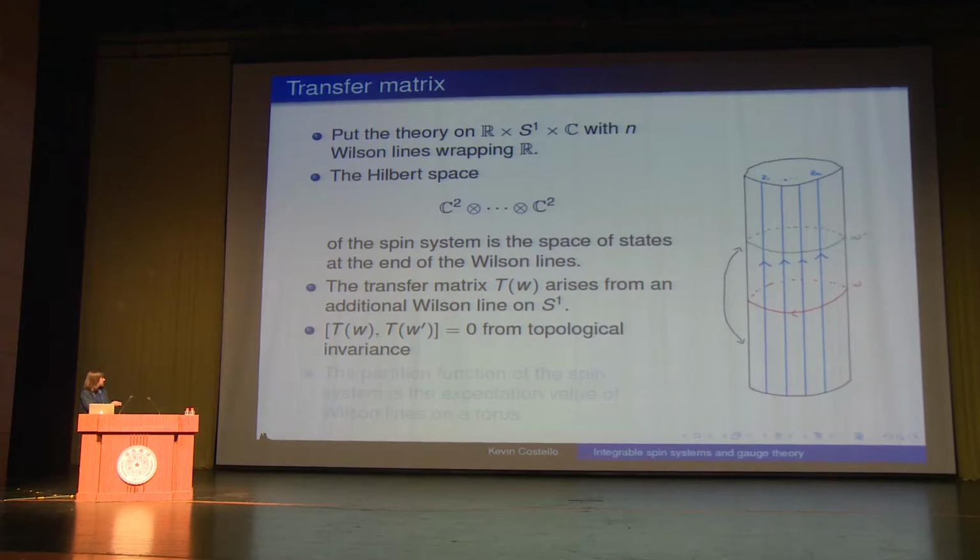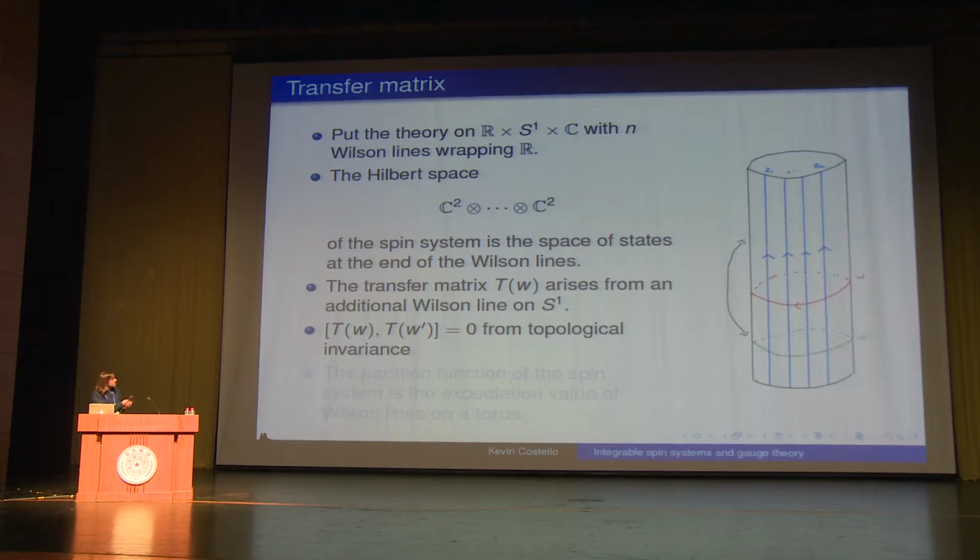Well, one can see why transfer matrices commute. That's very simple. If I have two such Wilson lines, one at W and one at W prime, I can slide one past the other just by topological invariance. One can do this because the theory is topological in the xy plane, and because W and W prime are different, these Wilson lines don't intersect. So we can just move them up and down.